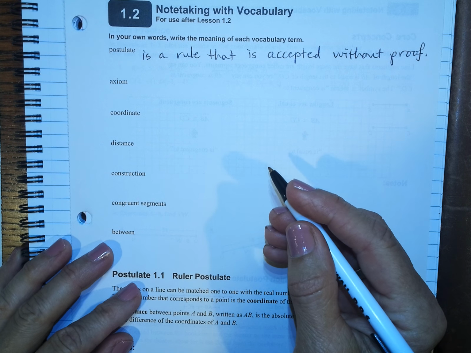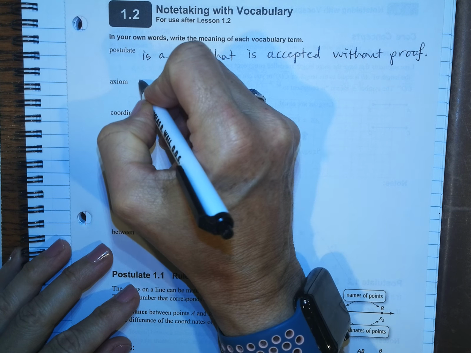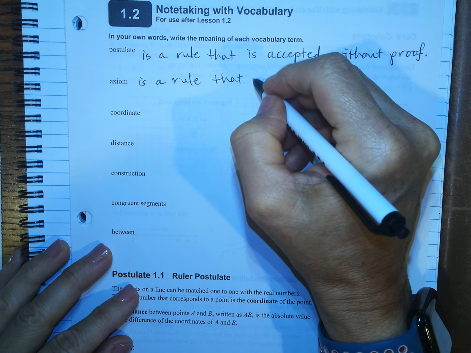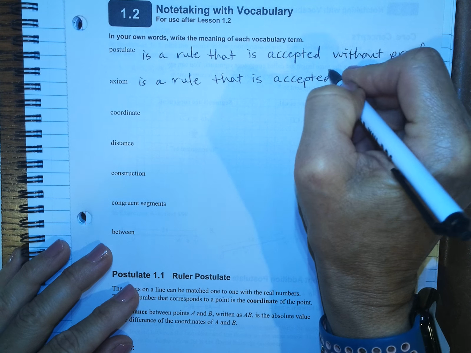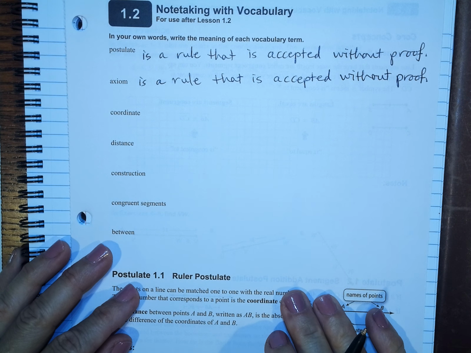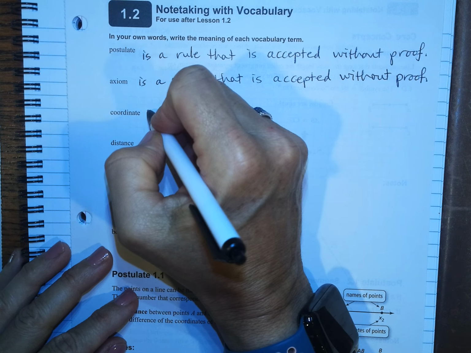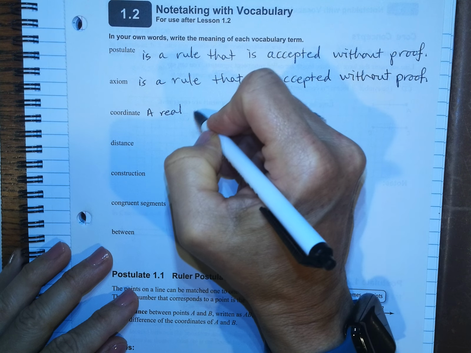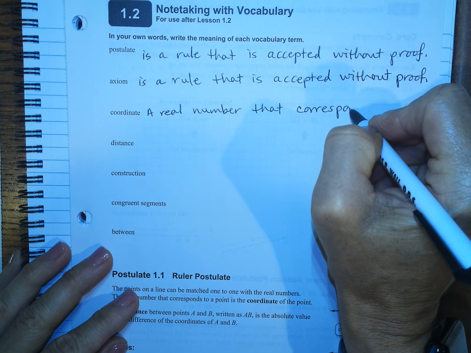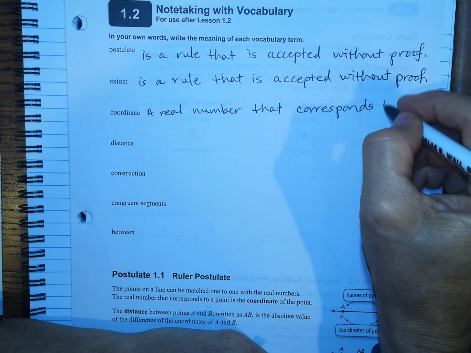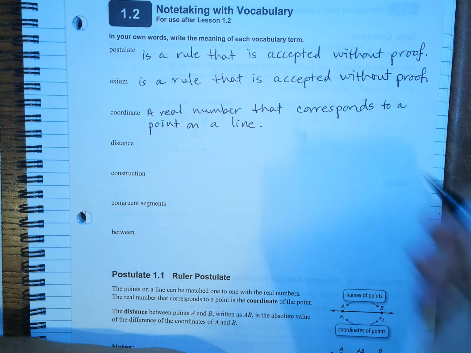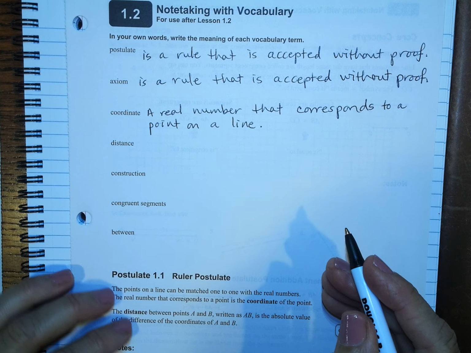Now, an axiom is also a rule that is accepted without proof. So they're sort of interchangeable. If something's basic to a premise, it's often called axiomatic. Okay, when we talk about a coordinate, it is a real number, and again, you are writing this down in yours, that corresponds to a point on a line. So a coordinate is a real number that corresponds to a point on a line.